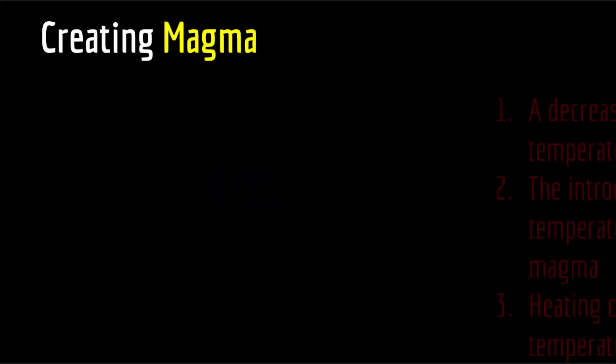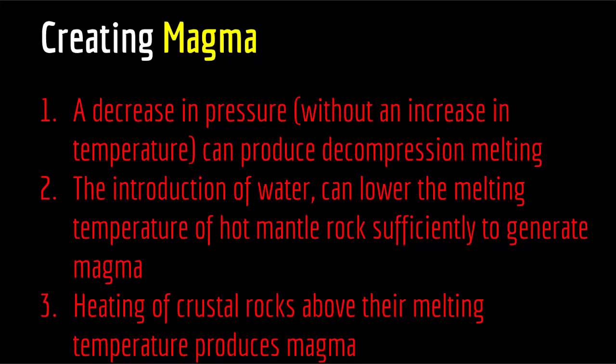So what creates magma, or how does nature create magma? Well, nature creates magma in three different ways. The first one, as a result of a decrease in pressure without an increase in temperature, that can produce decompression melting. So decompression melting can actually create magma.